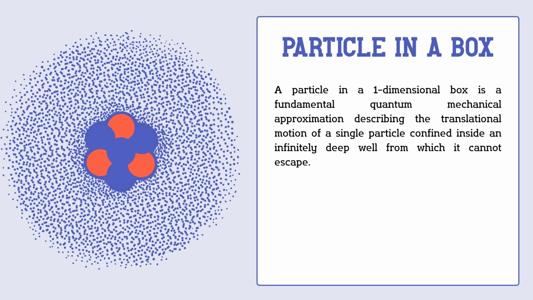Now that we've seen how the Schrödinger equation may be used to solve the energy of a particle moving freely along a line, let us now consider what happens if we restrict the movement of the particle to only a portion of that line. This problem is usually referred to as the particle in a one-dimensional box and is a common application of a quantum mechanical model to a simplified system consisting of a particle moving horizontally within an infinitely deep well from which it cannot escape.